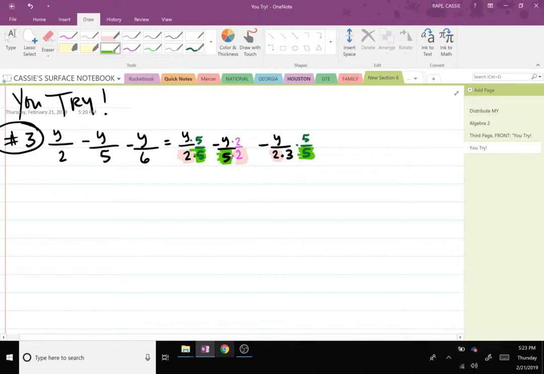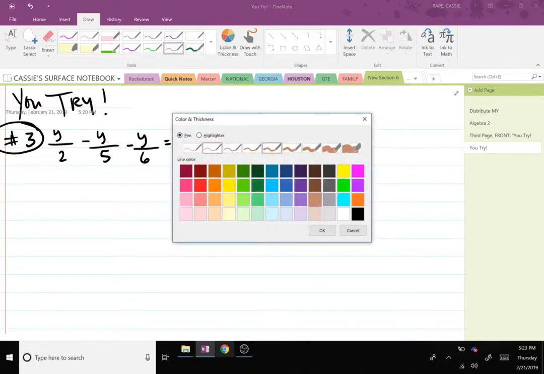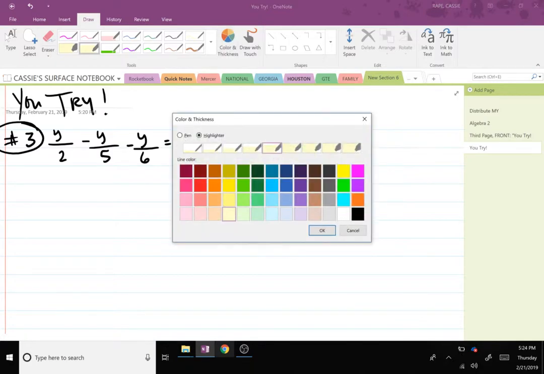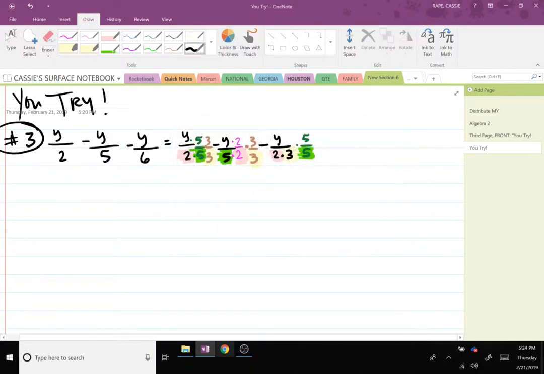Now then, I'm going to look and see, is there anything else? And in fact, there is. You've got a 3 on the furthest right, and you don't have a 3 on the first one or the middle one, which means you have to multiply by a version of 1 that includes a 3. So I'm going to multiply times 3 over 3 here and times 3 over 3 here. Now I'm going to reevaluate. I have a 3 on the first one, a 3 in the middle one, and a 3 on the right, which means I now have a common denominator because they all share a 2, a 3, and a 5. So my common denominator is going to be 2 times 3 times 5.